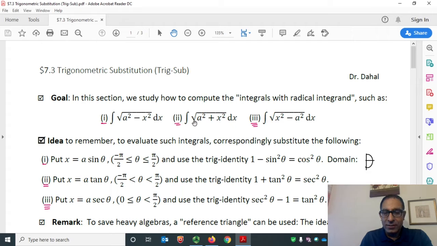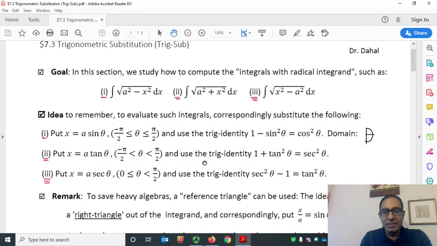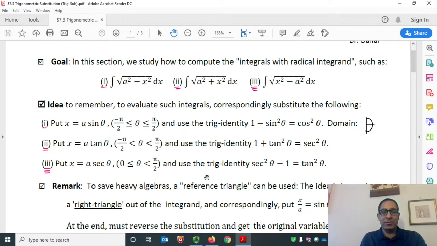Then to evaluate the integral of the second type, put x equals a tan theta. Again, a is a constant. And use the trig identity 1 plus tan square theta equals secant square theta. To evaluate the integral of the third type, which is the integral of radical x square minus a square, substitute x equals a secant theta. A is a constant. And use the trig identity secant square theta minus 1 equals tan square theta.